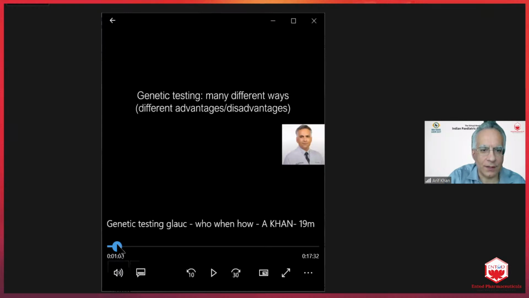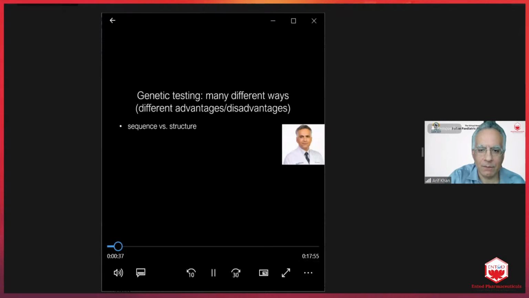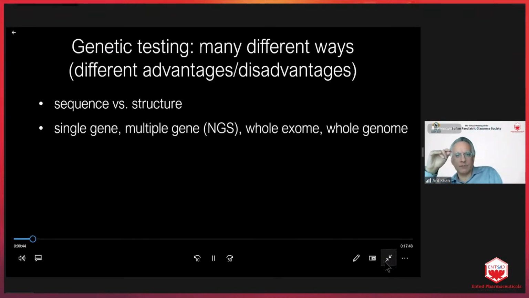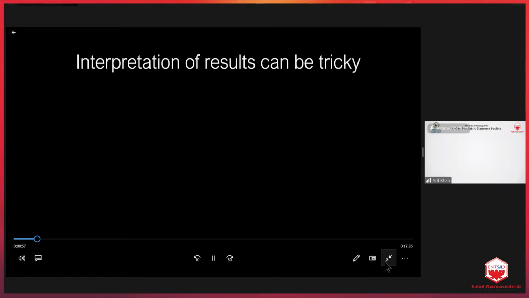Each of these different ways has different advantages and disadvantages. One aspect is, are we looking at sequence or are we looking at structure? These are two different types of analyses. Are we looking at one gene, multiple genes, the whole exome, or even the whole genome, which is becoming more popular in recent years? In addition to many different ways of testing, interpretation of the results can be tricky.